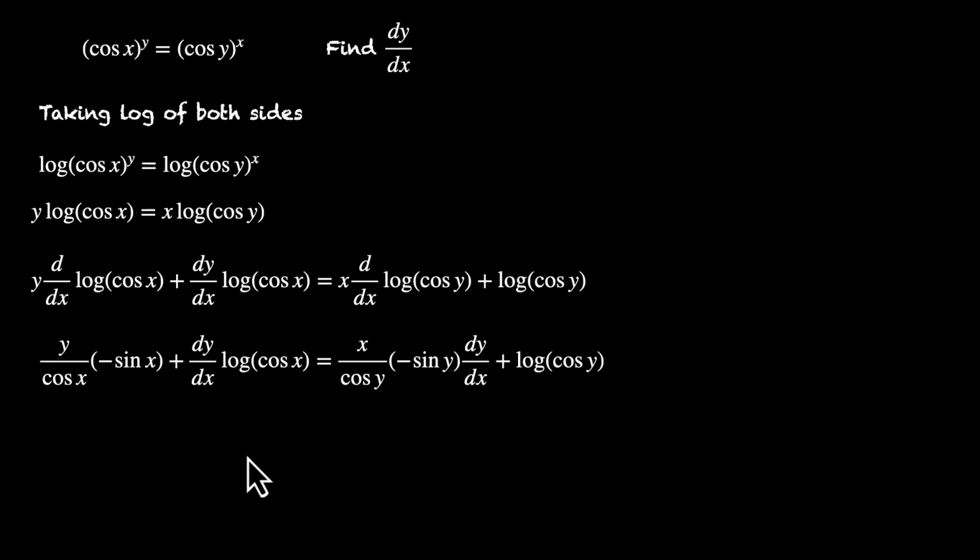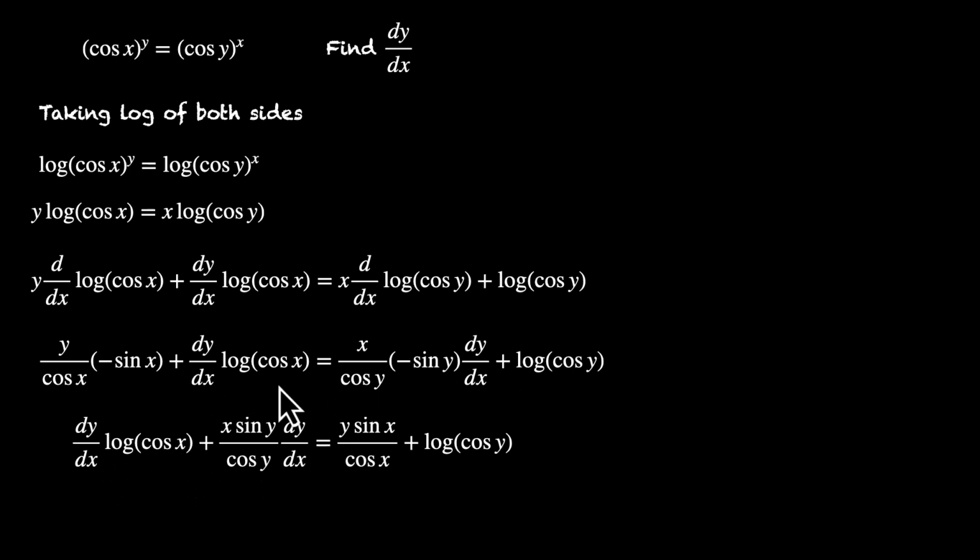Now let's simplify. We have dy by dx log of cos of x plus this term which also has dy by dx. Let's move this to this side. We have plus x sin y by cos y dy by dx. That's equal to this term log of cos of y, this term minus y sin x by cos x. So this moves to this side. This becomes y sin x by cos x.